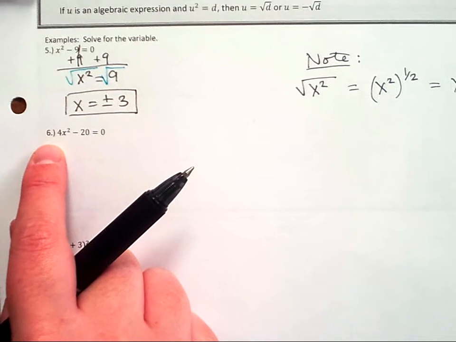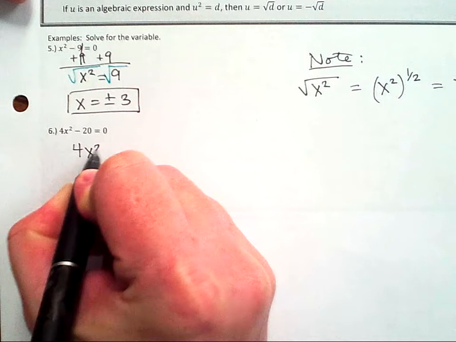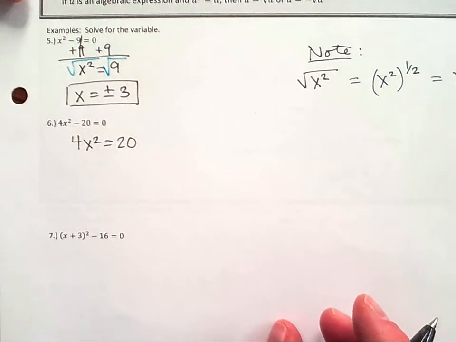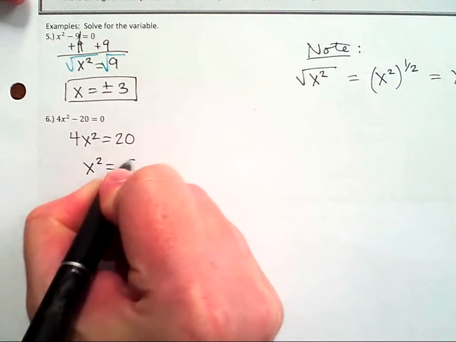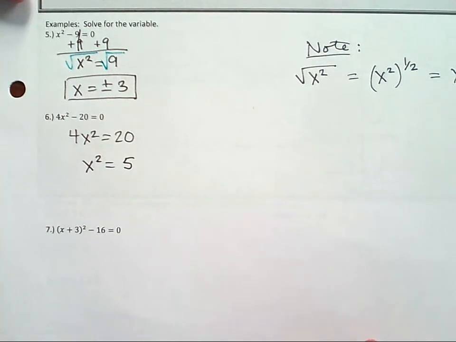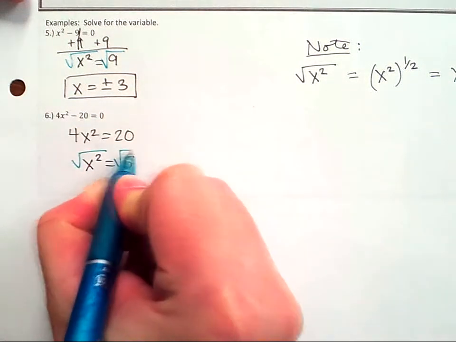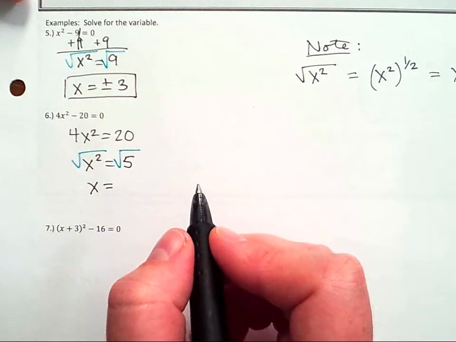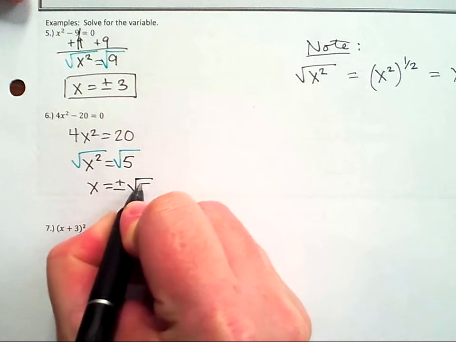Okay? Now, number 6, I have 4x squared minus 20 equals 0. So I can add 20 to both sides. Now what? I could divide both sides by 4. And I get x squared equals 5, right? Now I've isolated the squared, and I can take the square root of both sides. What's the square root of 5? Something super ugly, right? It's just the square root of 5. So plus or minus the square root of 5.